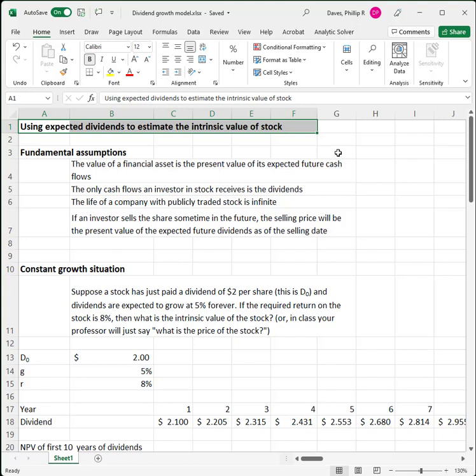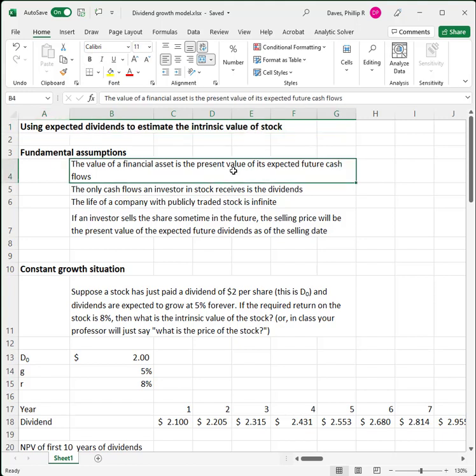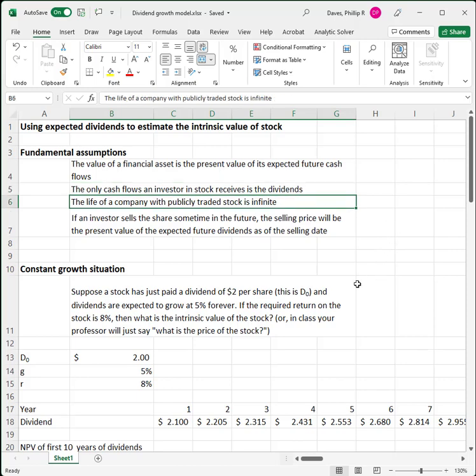And the fundamental assumptions here are that, one, the value of a financial asset is the present value of its expected future cash flows. That's a very basic fundamental assumption in finance for all financial assets. The only cash flows that an investor in stock receives is the dividends from it. That's what we'll assume for this. That the life of a company with publicly traded stock is infinite. So we've got cash flows that will occur for 5, 10, 20, 100, 1,000, a million years.